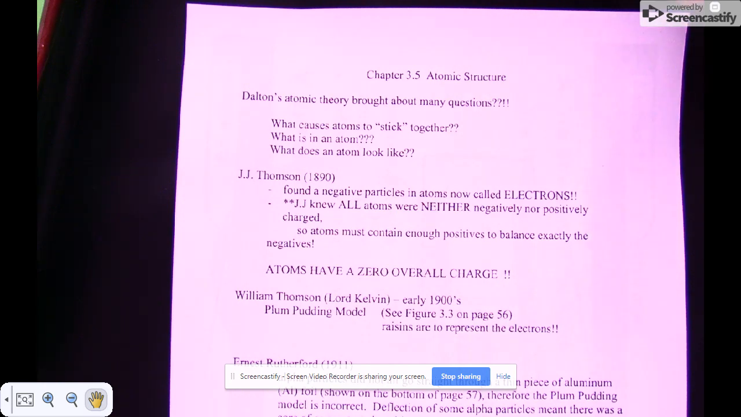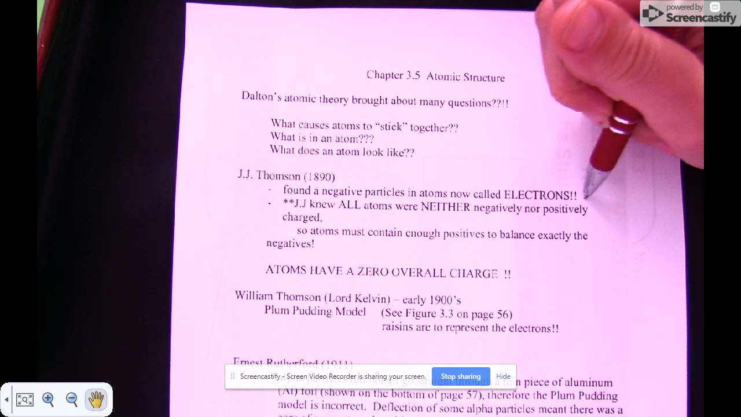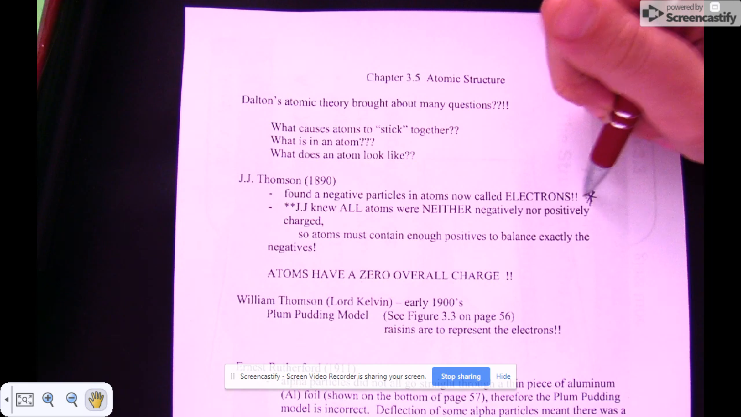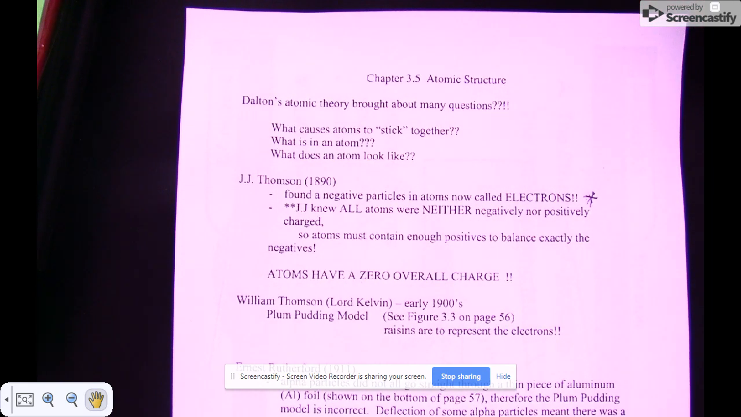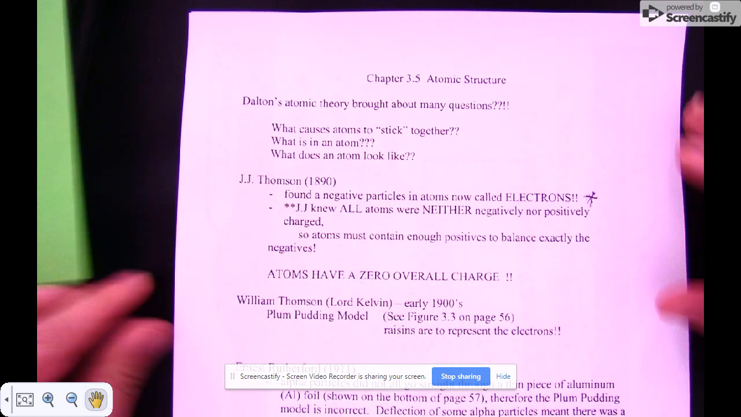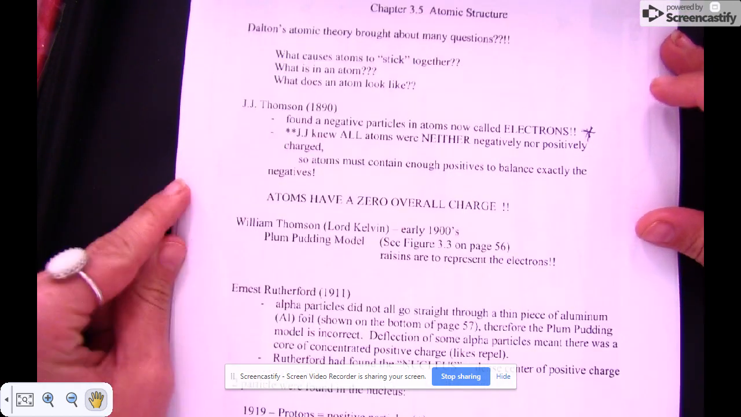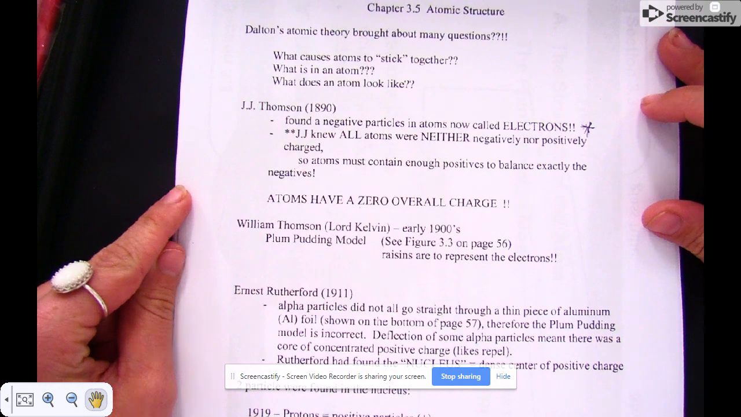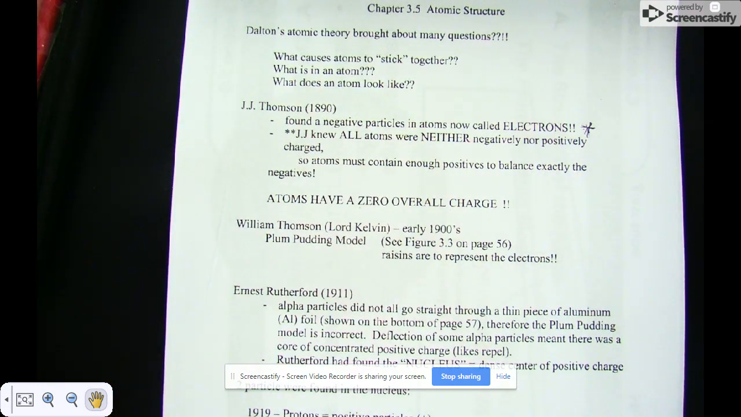So Dalton was the first one. It was Dalton's atomic theory that started it all. It brought up all these questions about an atom, how it sticks together, what an atom looks like, all of these different things. So then J.J. Thomson in 1890, he was the one that was responsible for the electron. So the electron, you should know, goes with J.J. Thomson. We talked about that in your previous notes already. He also found that an atom is balanced. So if it's an atom, the protons and electrons are equal to one another, so they have zero overall charge.